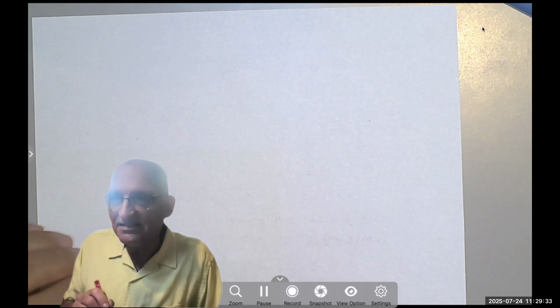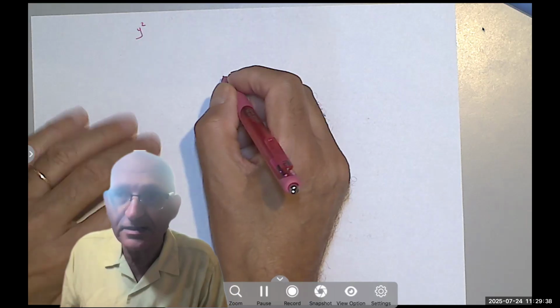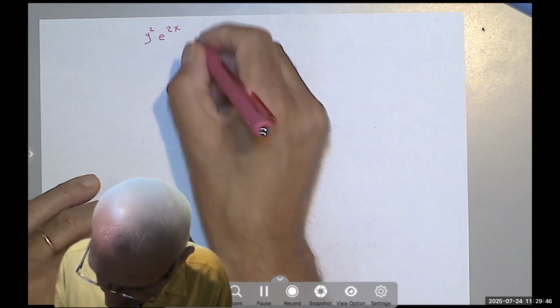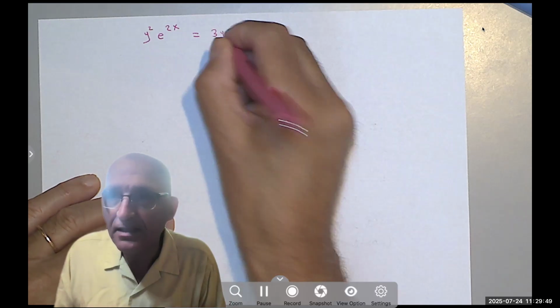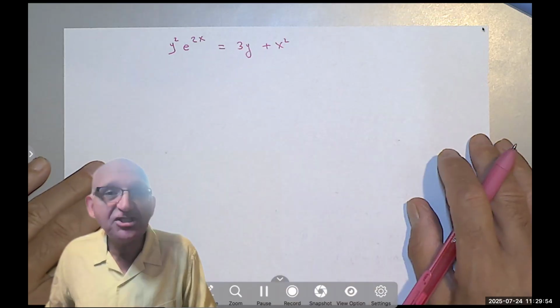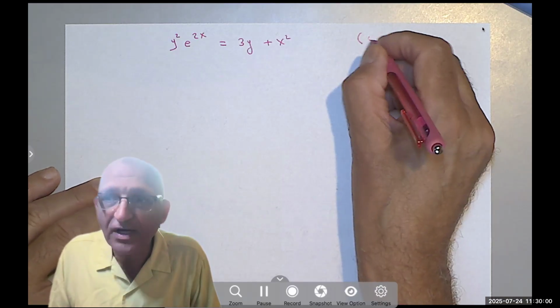That's exactly why I picked this problem. I didn't want to make that problem, and try to pick values. Anyway, this one is slightly different. It says you have an equation y squared times e to the power of 2x. So now I have y and x together equals 3y plus x squared. And we want to find the equation of the tangent at point (0, 3).